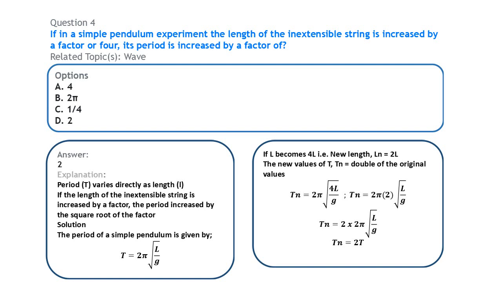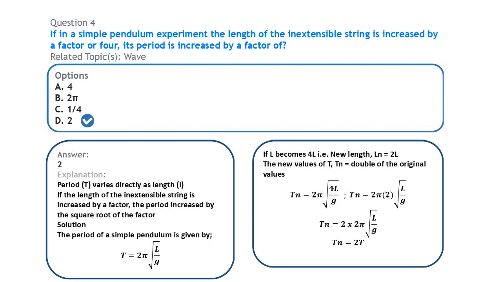The period T is equal to 2 pi root L over g, where L is the length of the string and g is the acceleration due to gravity. Now if the length is increased by a factor of 4, that means the length is now multiplied by 4. It is now quadrupled. That means the new length, let's denote it Ln, is going to be equal to 4L, that is 4 times L. And so the new period, let that be Tn.